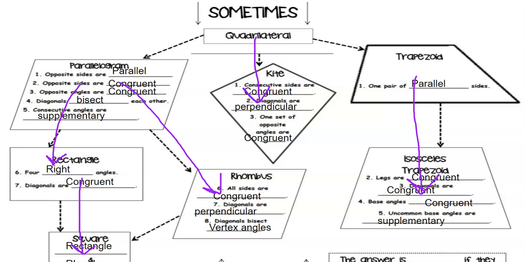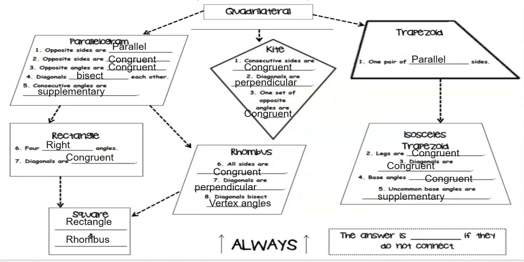All right, so the last thing to look at here is what it says down in the corner, which is the answer is blank if they do not connect. That would be never or no. In other words, no kites are isosceles trapezoids. Okay? These two don't connect. So no kites are isosceles trapezoids. No isosceles trapezoids are kites. Or I could say a kite is never an isosceles trapezoid, or an isosceles trapezoid is never a kite.